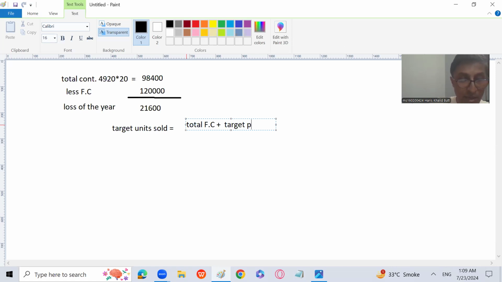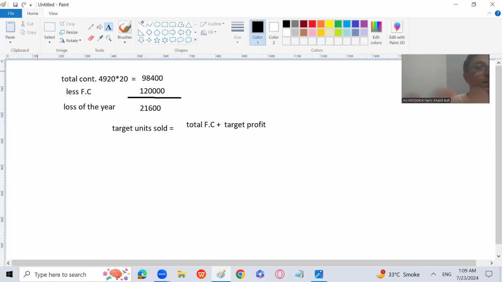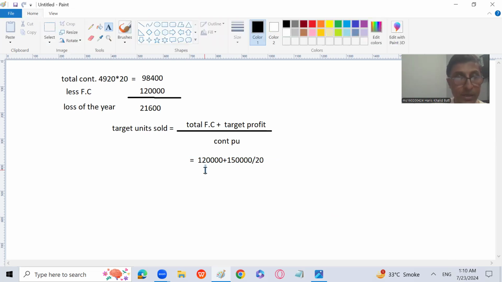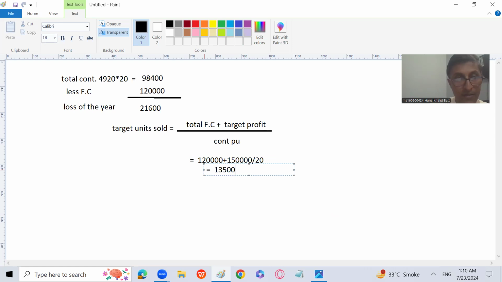Now with this fixed cost, we have to achieve the target profit also. Along with the target profit, we have to cover the total fixed cost, divided by contribution per unit, that will remain the same. So total fixed cost is going to be 1,20,000. Target profit, we have seen, is 1,50,000, divided by contribution per unit, which is 20. So the answer is going to be 13,500 units.